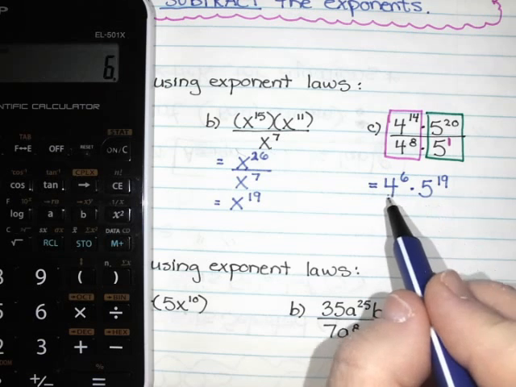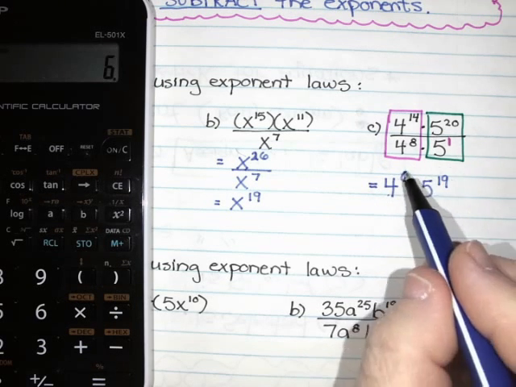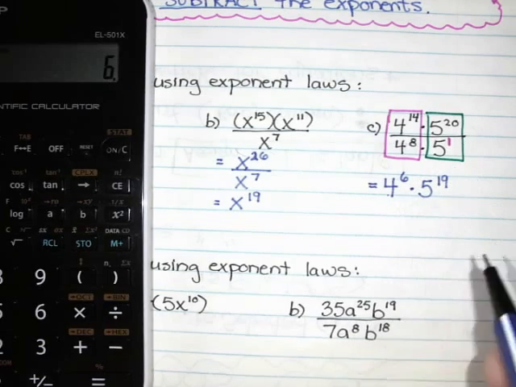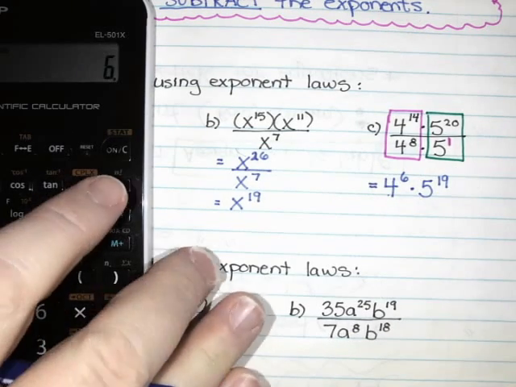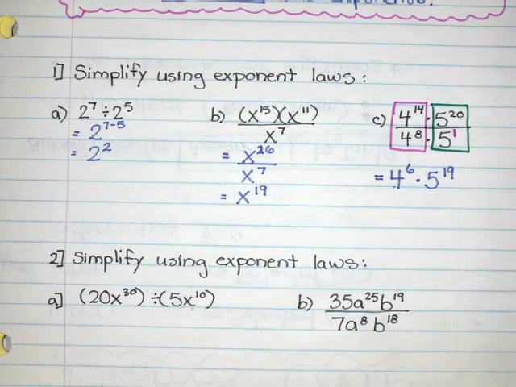I cannot multiply the 4 and the 5 together because they are bases. They are not coefficients. They have exponents on them, which means I can't multiply them together. So if you join me in the next video, we'll talk about what do I do when I have coefficients.